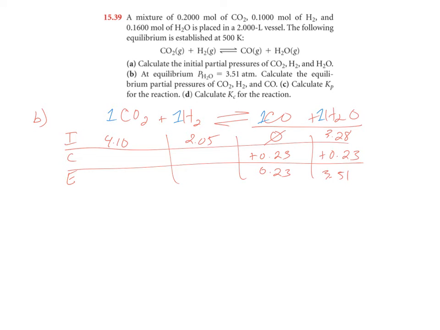And here my reactants are going to be decreasing since the products were increasing. And since they're all in a 1-to-1 ratio, they will all decrease by that ratio. Giving me 1.82 atmospheres here and 3.87 atmospheres there. So B says, calculate the equilibrium partial pressures. Here they are. We have done so.